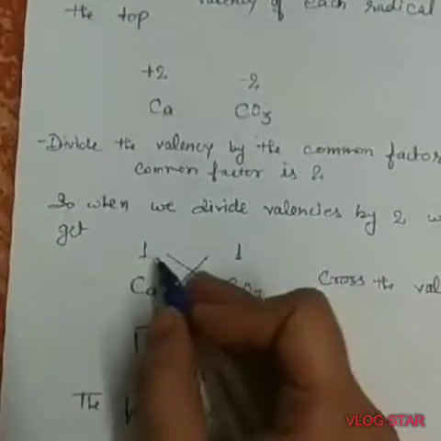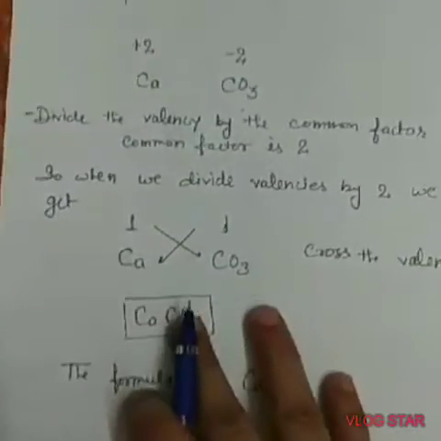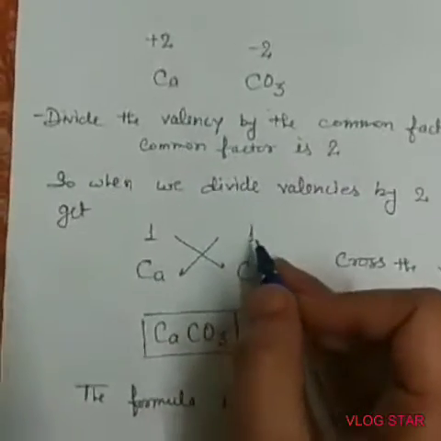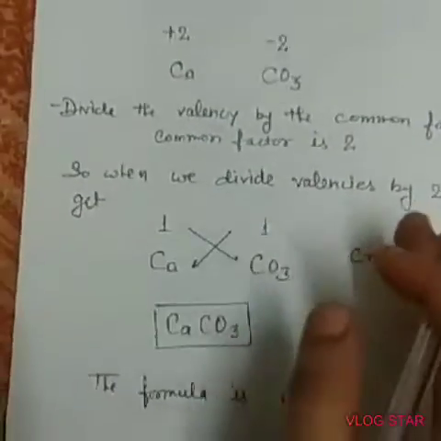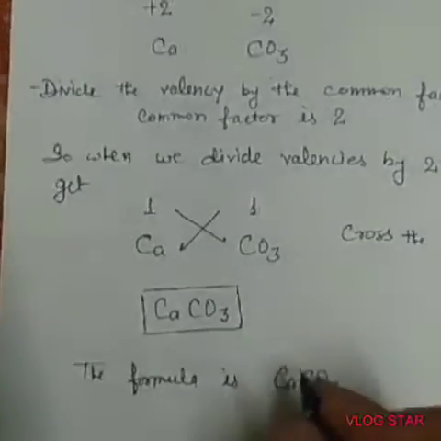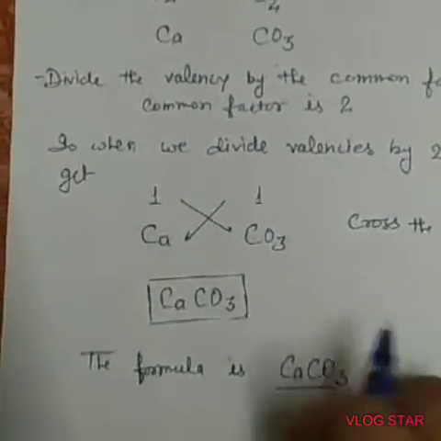So now after writing 1, what will we do? Just cross the valencies or interchange them. What will we get? CaCO3. For valency 1, we don't need to write 1. So what is the formula of calcium carbonate? CaCO3 is the chemical formula of calcium carbonate.